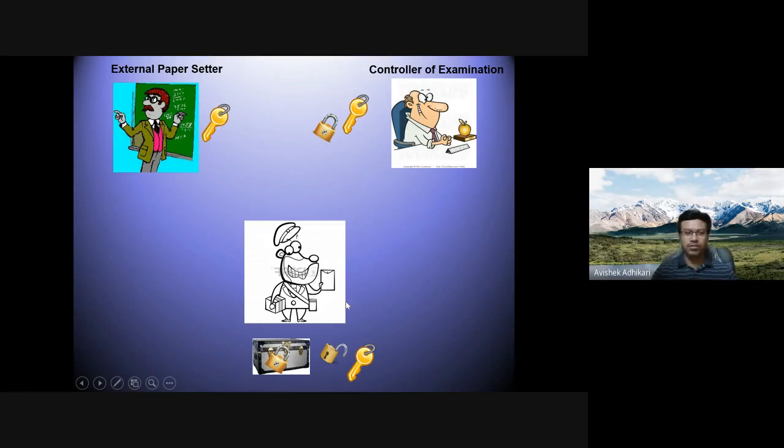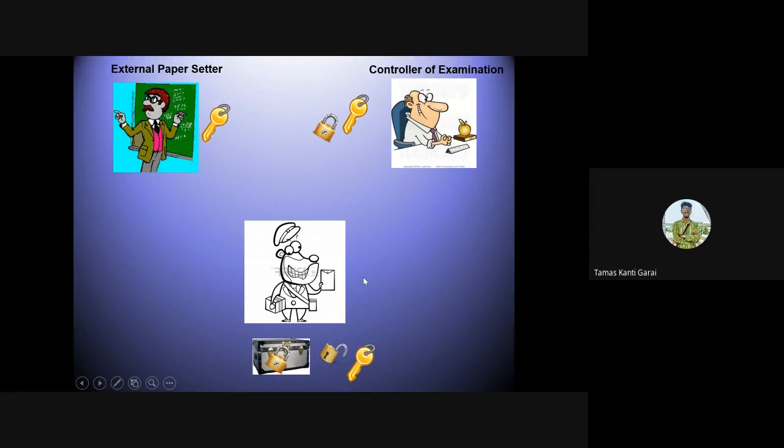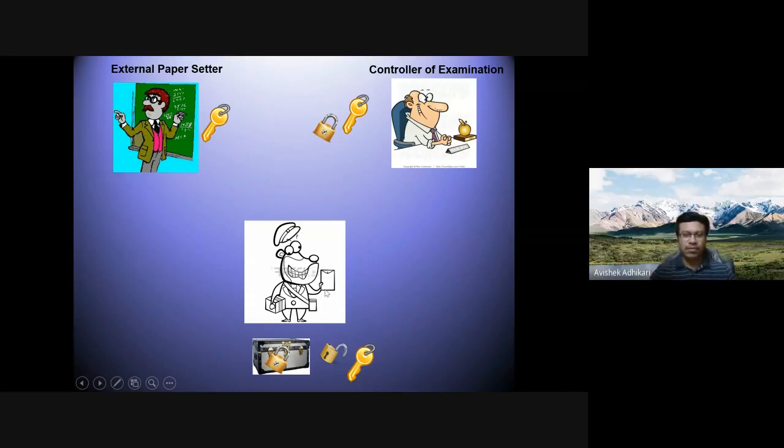So he now does not have the key to the controller's lock. Then what is he going to do? Any idea? Think of yourself as the postman, and you are very smart. What are you going to do then? So then I will lock the box with another lock and key, then send it to the external paper setter. Yes, very good thought. So the controller of examination sent the box.